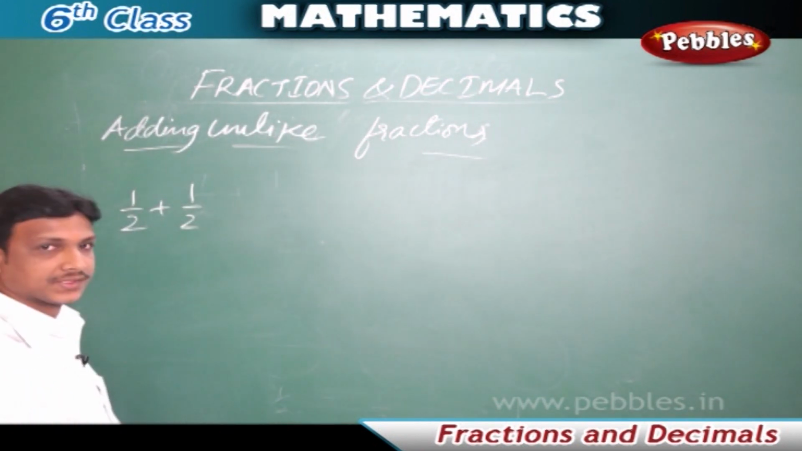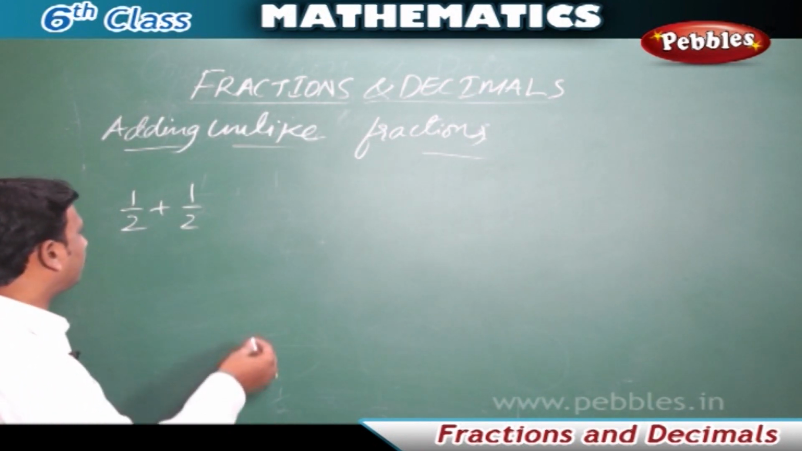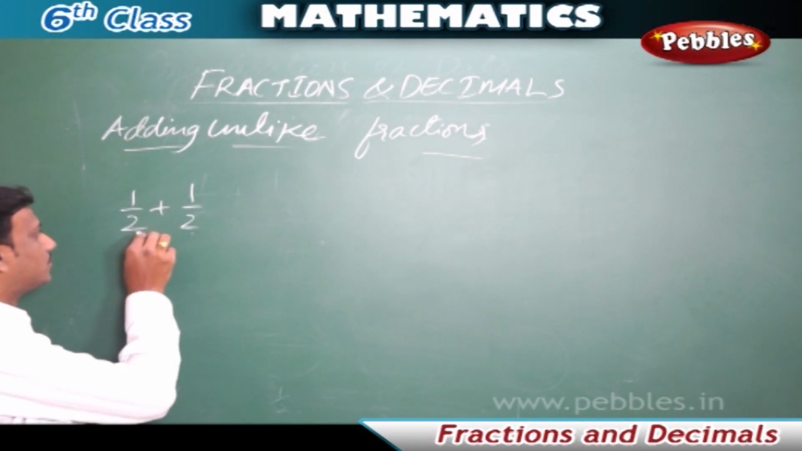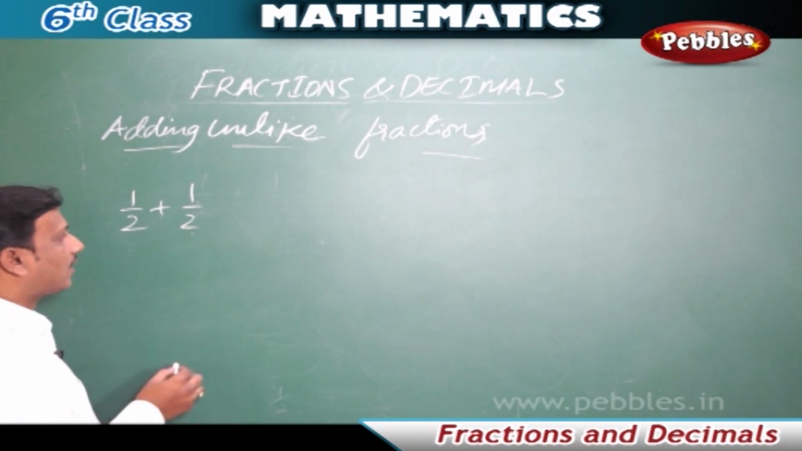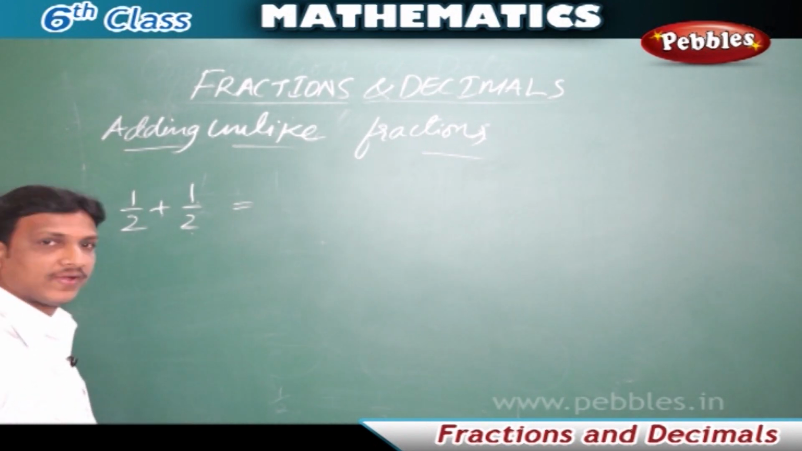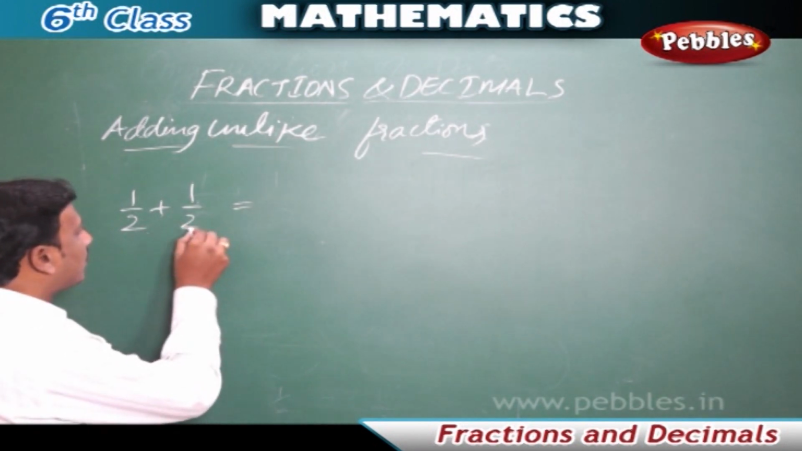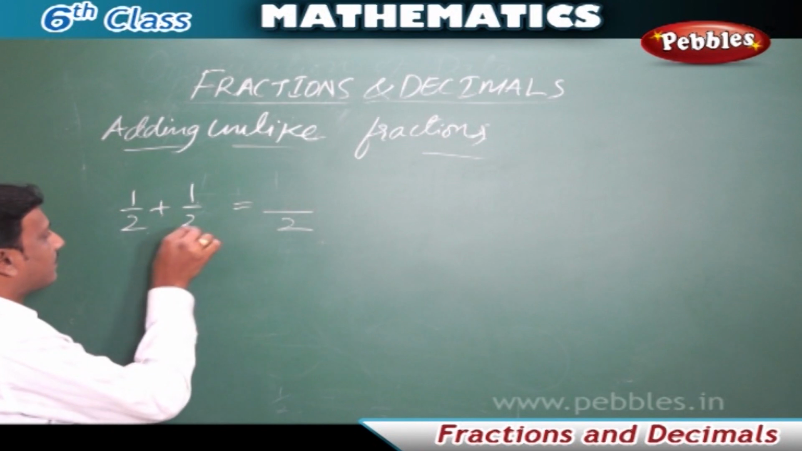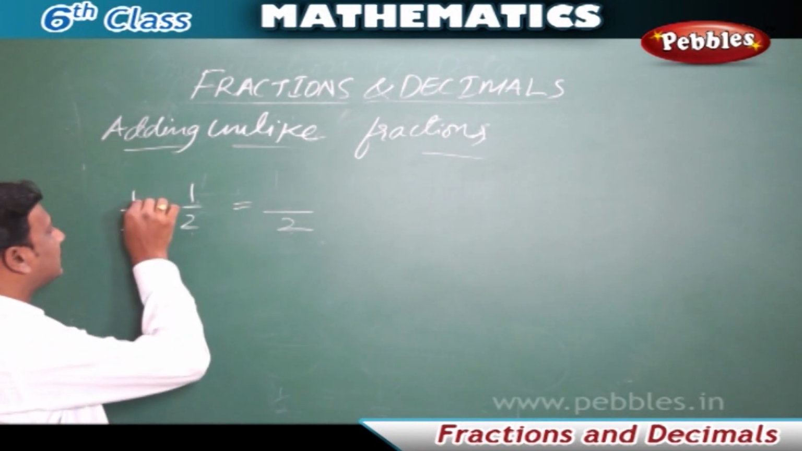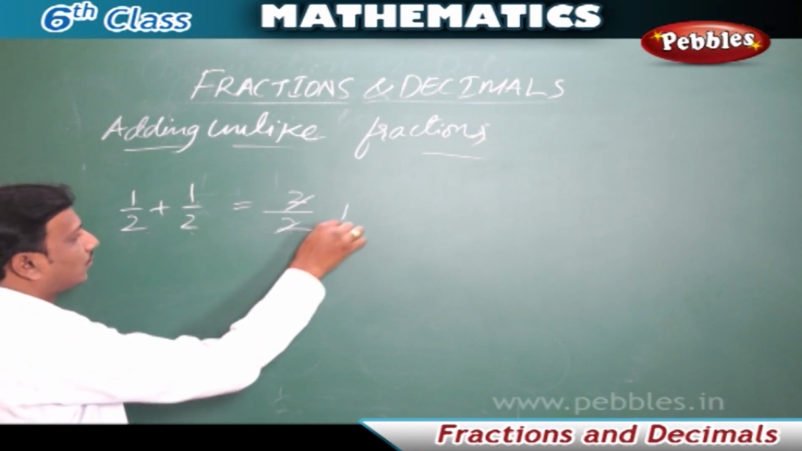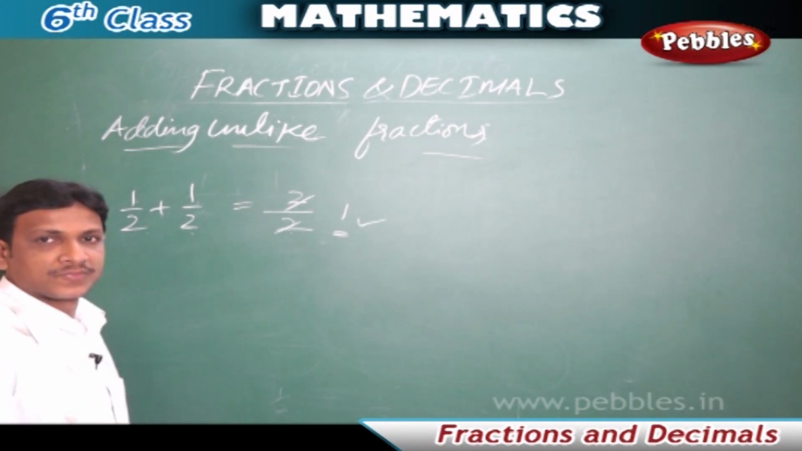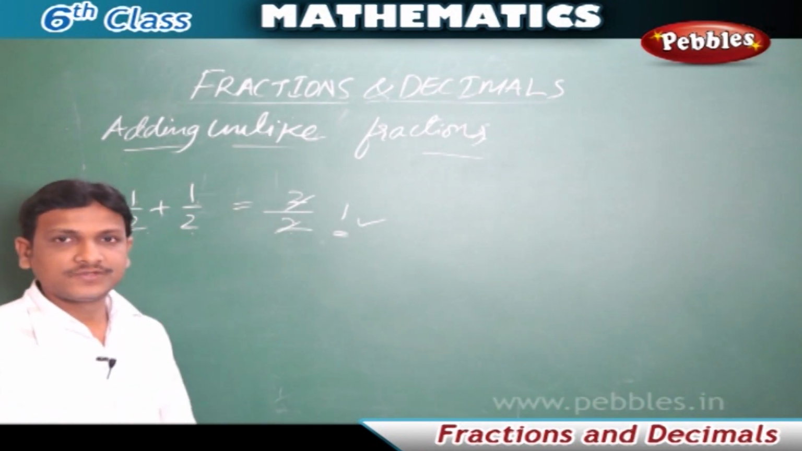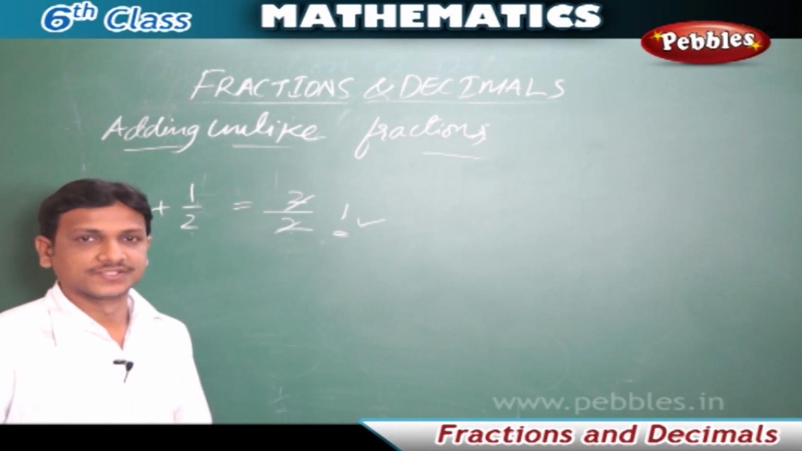Adding unlike fractions. We have seen in the previous example, if the fractions are like fractions, say for example 1/2 plus 1/2, these two are like fractions. In the case of like fraction addition, the denominator remains the same because in both cases it is the same number; we keep the denominator the same and the numerators are added. So this way we do the addition of like fractions. Now let us see how to add two unlike fractions.